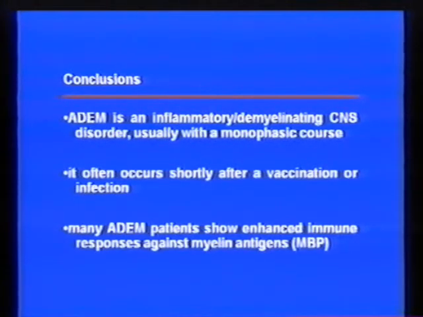So, to wrap this up, ADEM is a demyelinating inflammatory disease of the nervous system. It's usually monophasic. It can occur shortly after a vaccination or an infection, and many patients who develop this condition show enhanced immune responses against myelin antigens. And again, the point I'm trying to propose is that it's the development of these immune responses which cause the development of the neurological symptoms.